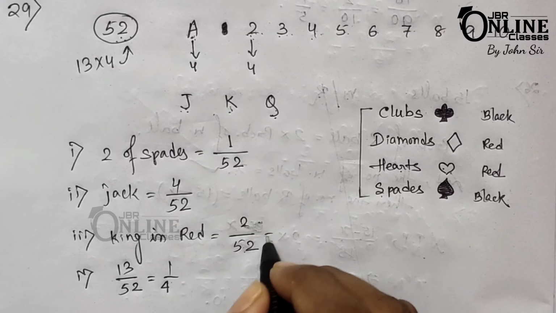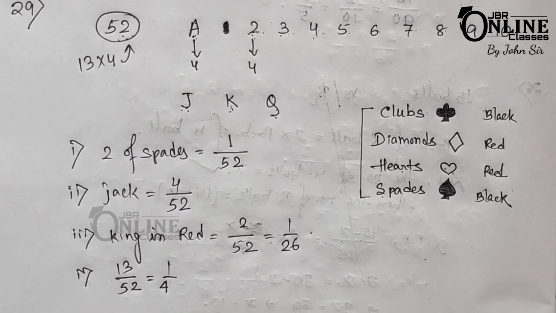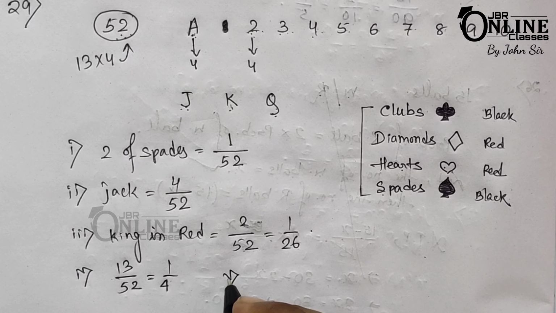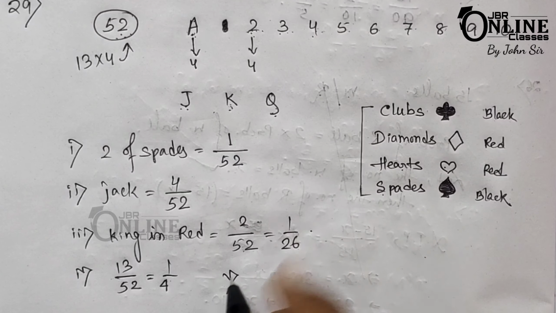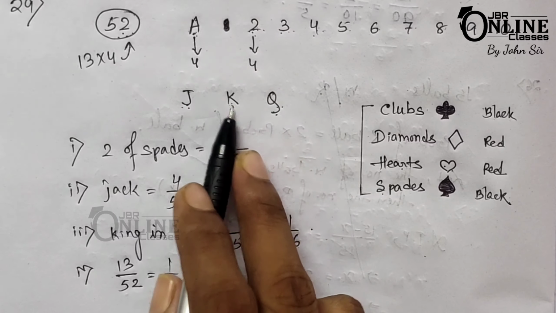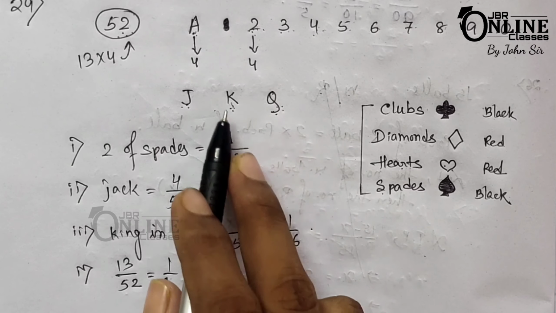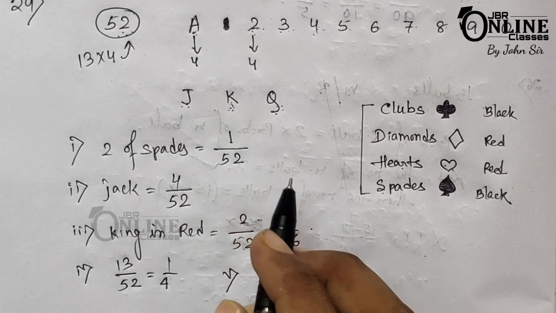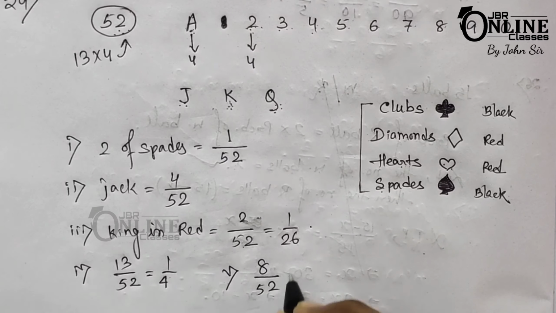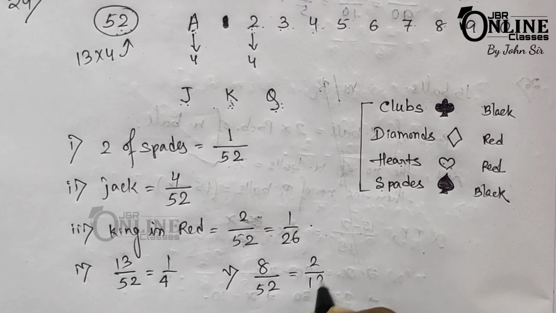Here 2 by 52, that equals 1 by 26. Now next, number 5: a king or a queen. There are a total of 4 kings and 4 queens, K for king, Q for queen. So 4 kings plus 4 queens is 8. So 8 by 52, and that equals 2 by 13.